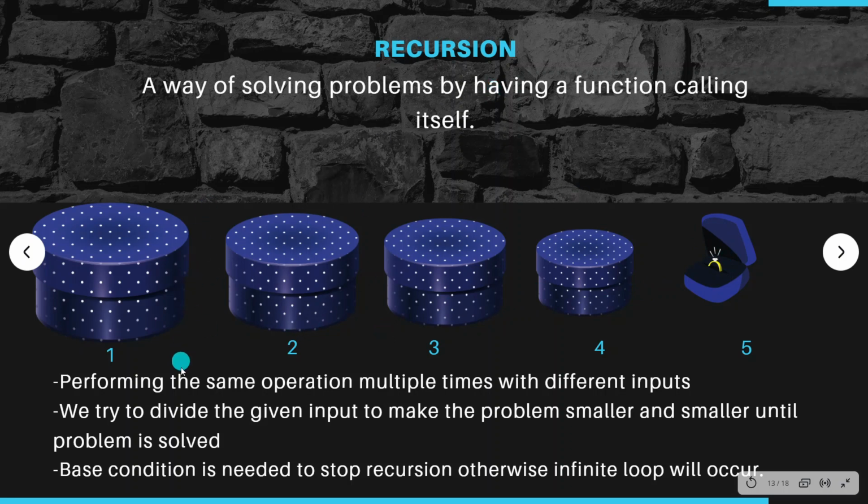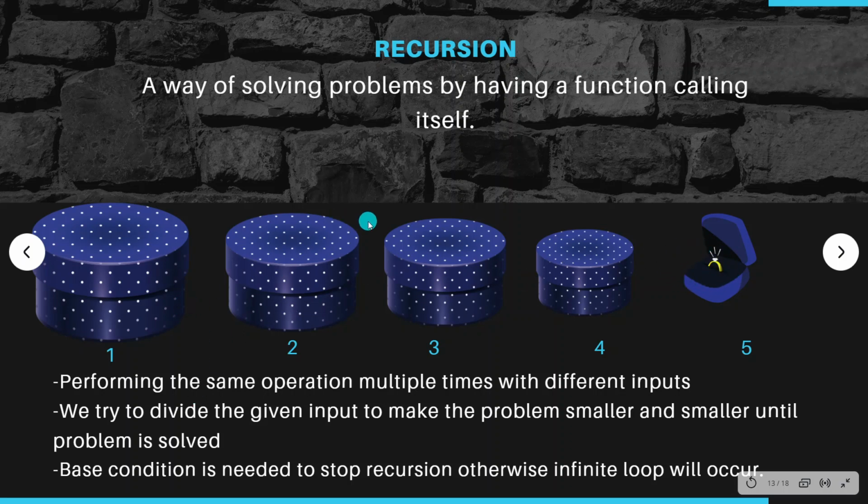So what are the features of recursion? So basically, first is performing the same operation multiple times with different inputs. So basically we have given here 5, 4, 3, 2 and 1. We try to divide the given input to make the problem smaller until the problem is solved. We open the boxes until we get the solution or the reward or ring.